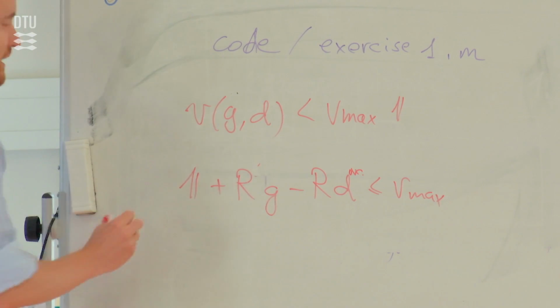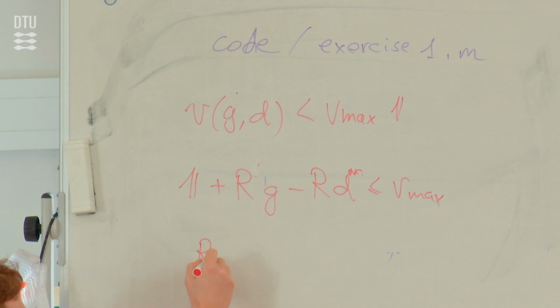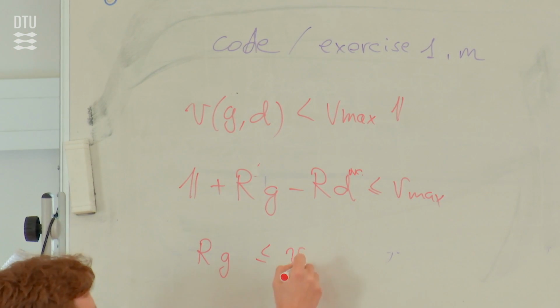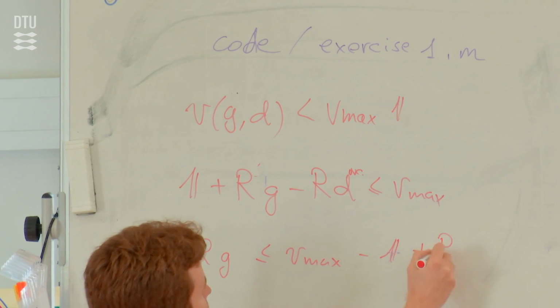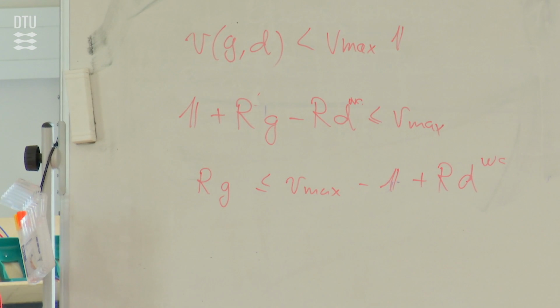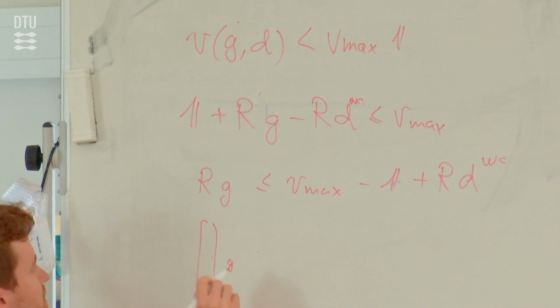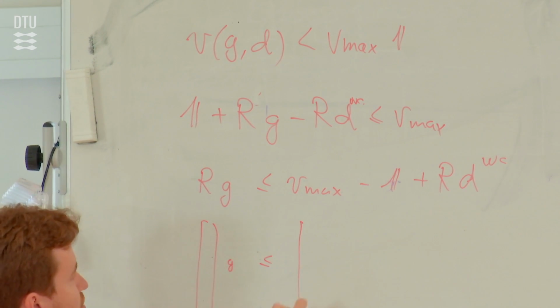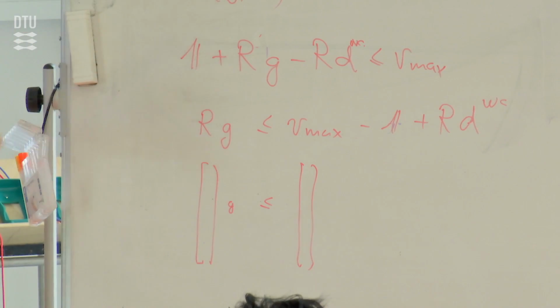How does this look like? This is RG less or equal than Vmax minus 1 plus RD worst case. Okay? I mean, this is a vector, this is a number, and this is a vector.